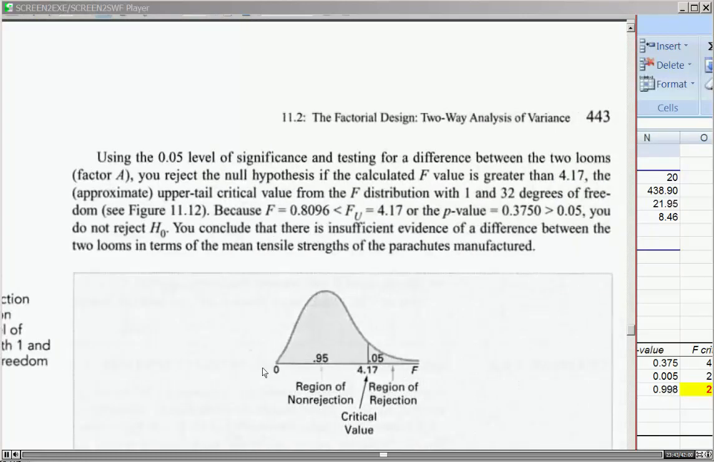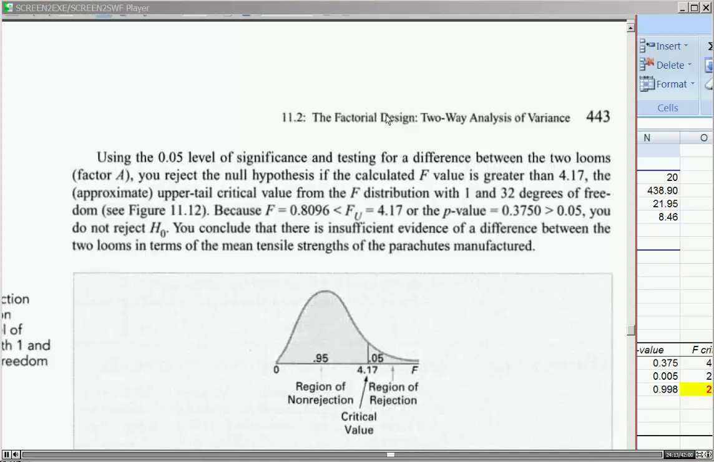Let's focus on the main effects. That's the 2 factors we have. Using the 5% level of significance and testing for a difference between the 2 looms, factor A, you reject the null hypothesis if the calculated F value is greater than 4.17, the approximate upper tail critical value from the F distribution with 1 and 32 degrees of freedom.